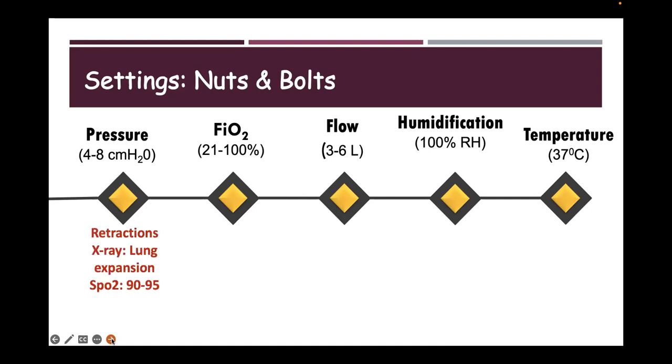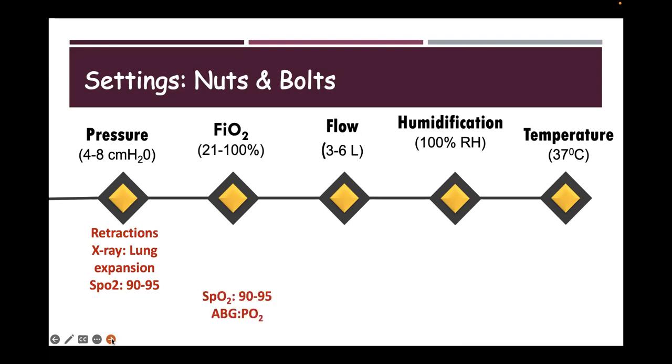Now, when should we see that the pressures which we have set are adequate? The retraction should subside. There should be minimal or no retraction. X-ray should show good lung expansion, that is 6 to 8 spaces, and baby should have a normal saturation.